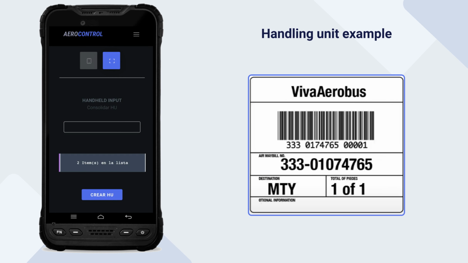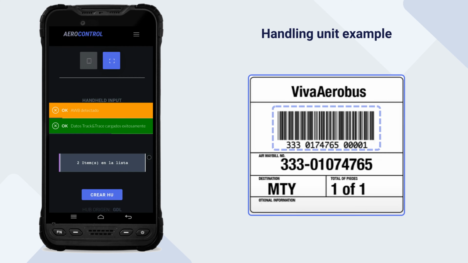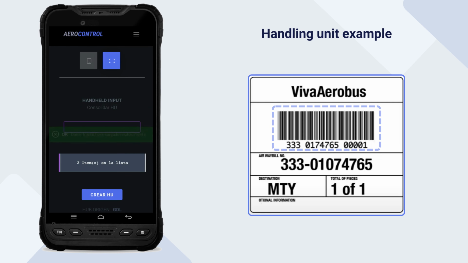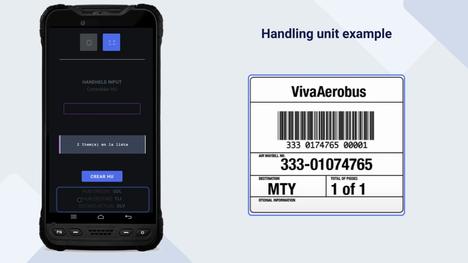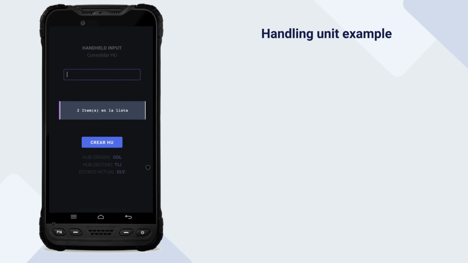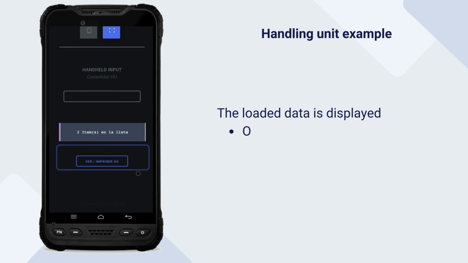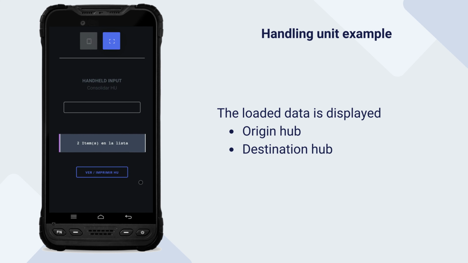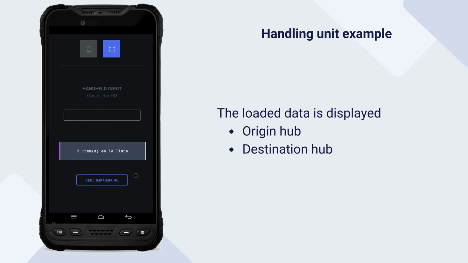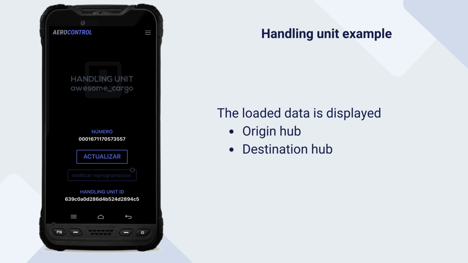Next, the reader is passed to the AWB barcode, and the following messages are displayed: AWB detected, and then the AWB data shown at the bottom is loaded. Finally, you are ready to create the unit. To do this, click on the Create HU button, and you are done. At this point, the HU or handheld unit has been successfully created and no further action is required. Likewise, it is possible to consult the created HU, and it is also possible to print the QR guide.